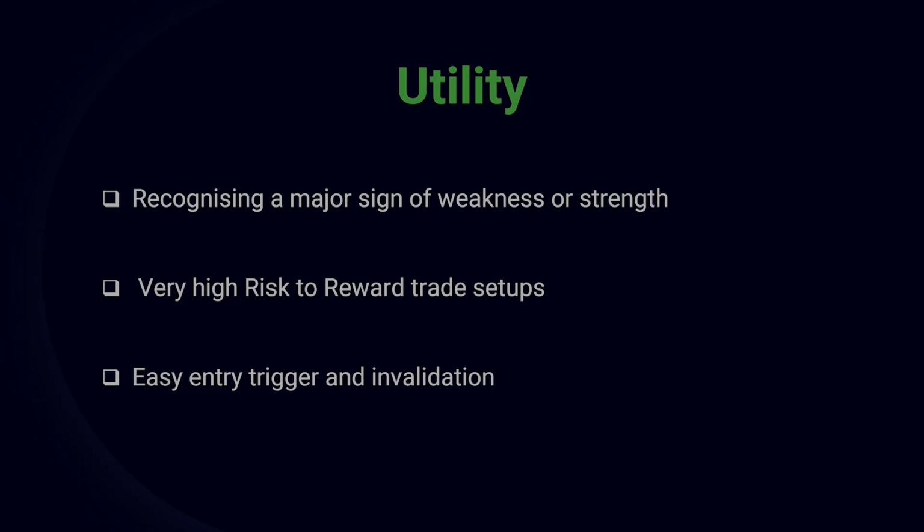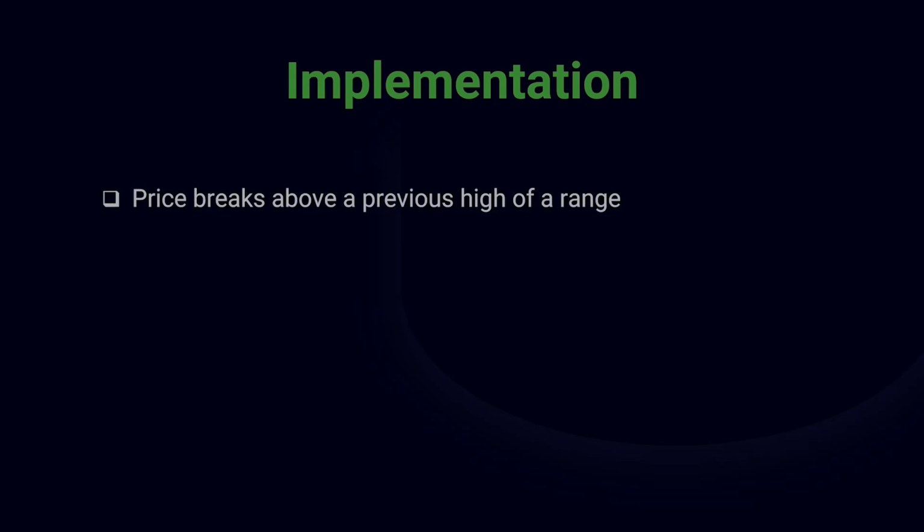It then provides you with a very high risk to reward ratio trade setup because it gives you a very close, well-defined stop loss invalidation, as well as a very well-defined target. Okay, so we have everything that we need. We have the ability to recognize a major sign of weakness or strength in the market. Upon seeing that, we have a very good entry trigger, the invalidation, and then a target, as I'm going to be explaining as we move on to the implementation of this failed auction.